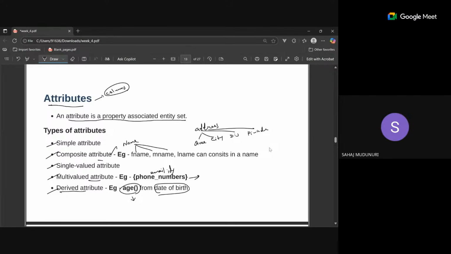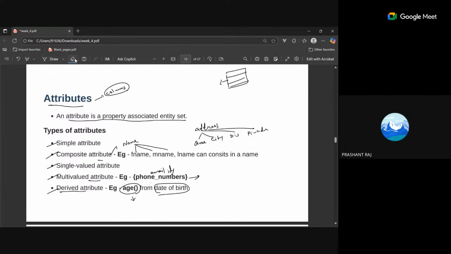Sir, I joined a little bit late. Could you just give a small recap of entity set? Okay. Entity set is nothing but a set of entities, and you can think of it as a table. Entity set is nothing but a table, and entity means you can say each row is an entity. Okay.